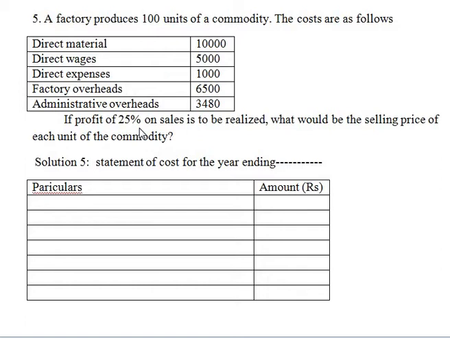It means in this problem they have not given sales, right? But they have given some information about profit. Considering this information, first we will have to find out how much is the profit and then add it to cost of sales. You will get the sales amount. Write down the heading: statement of cost for the year ending. Make two columns, particulars and amount.